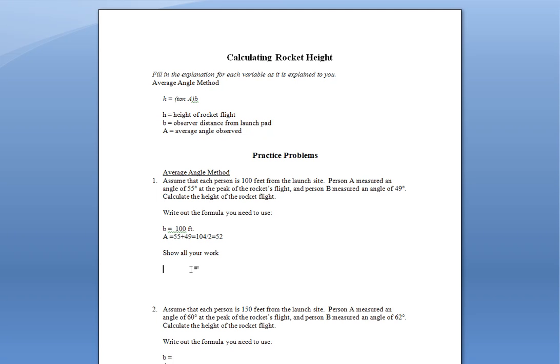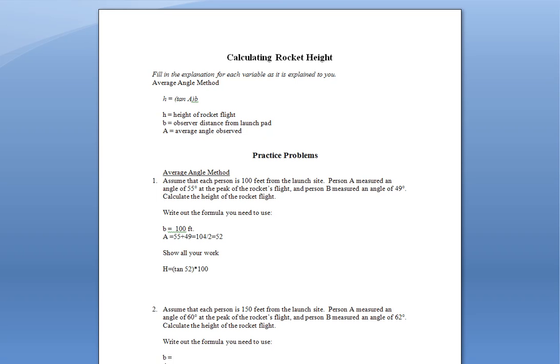Now, as far as showing all your work, all I expect you to do is write out H equals, we're just copying this formula, but plugging in 52 for A, and 100 for B. H equals the tangent of 52, and then we're multiplying by 100.